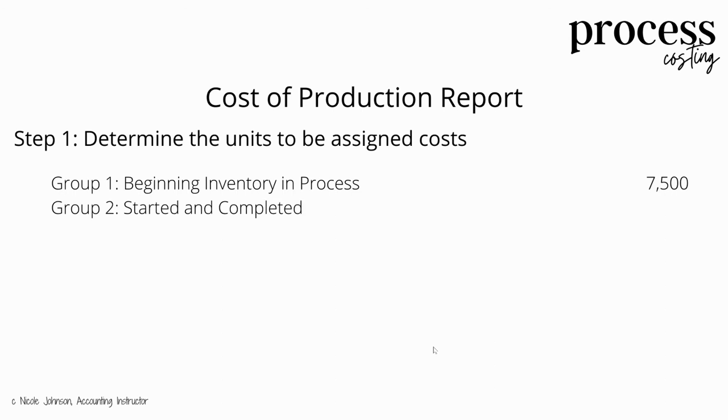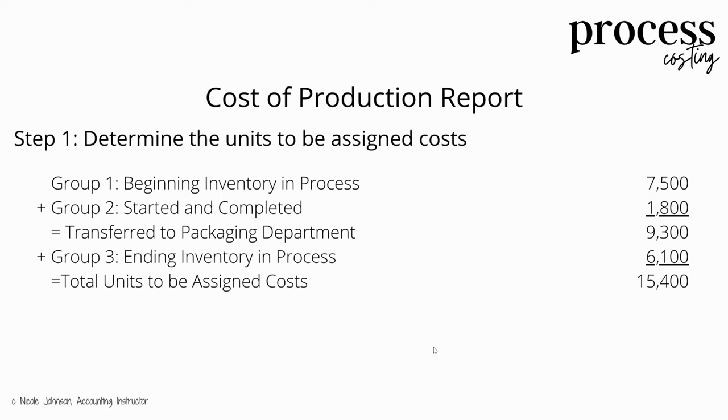For Group 2, started and completed, we don't know that yet, but we do know how many were transferred to the packaging department. Beginning inventory in process plus started and completed equals what is transferred to the packaging department. So we can do a little bit of simple math here. We take what's transferred to the packaging department and subtract out the beginning inventory in process to determine that 1,800 units were started and completed. To the transferred to the packaging department, we add Group 3, which is our ending inventory in process. This is 6,100. So we take 9,300 plus 6,100, and that gives us the total units to be assigned costs, which is 15,400.